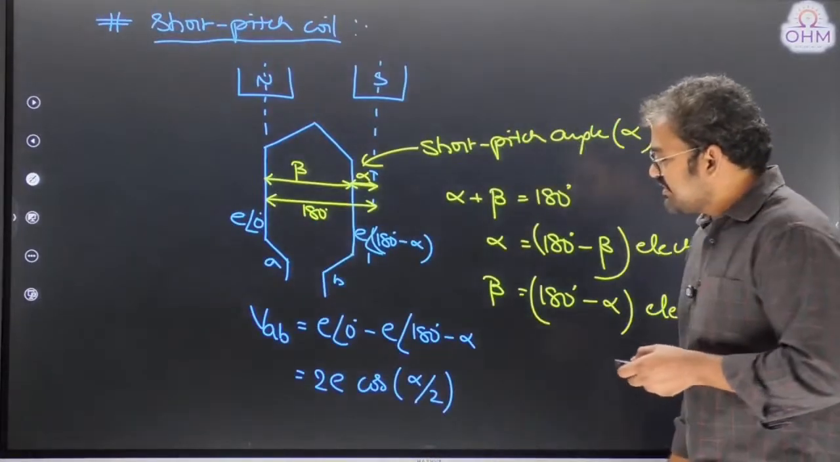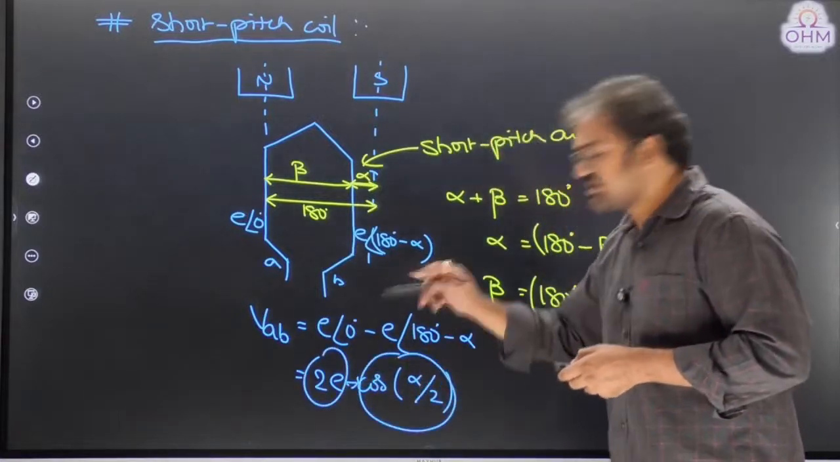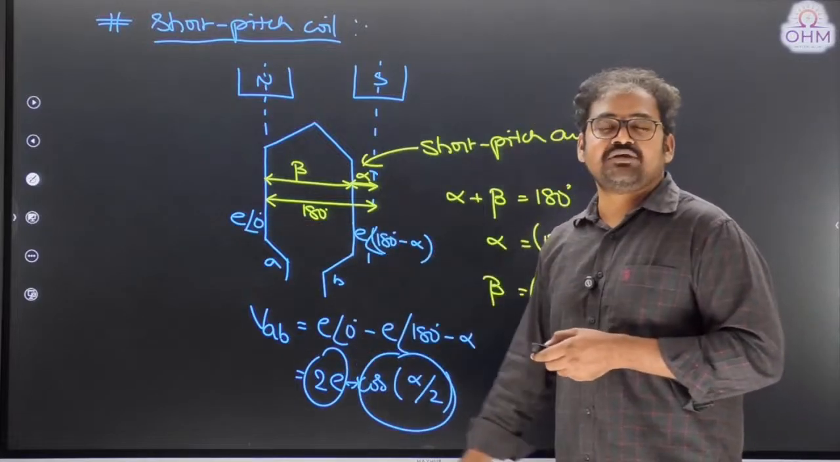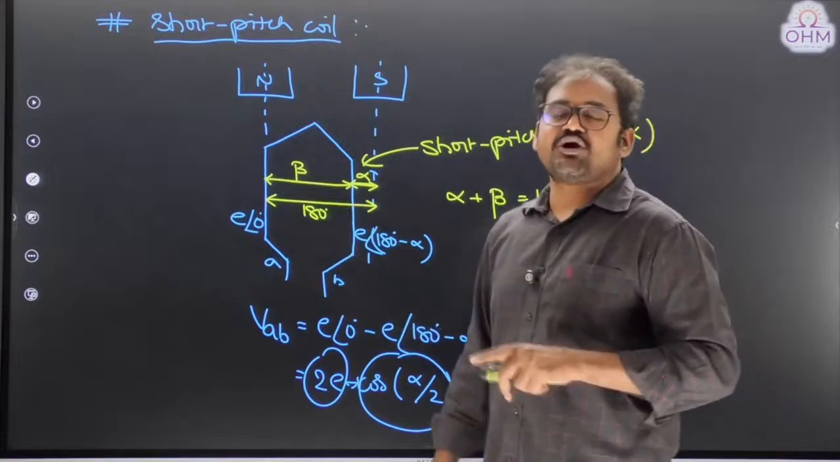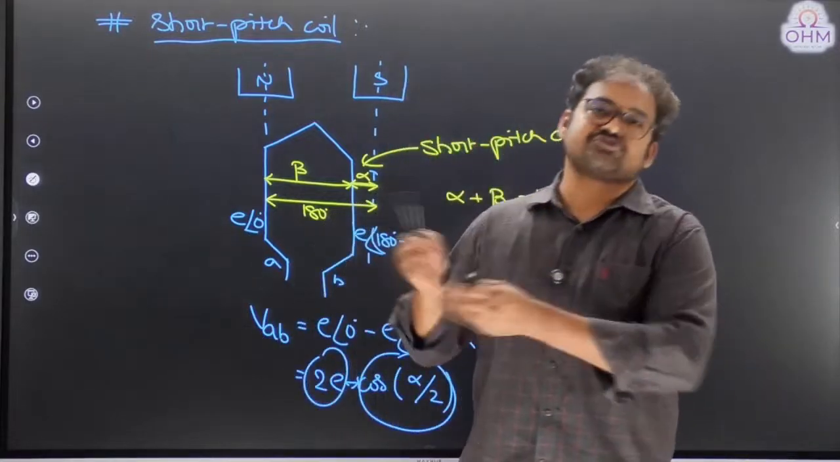But in a short pitch coil, it is not 2E. It is 2E multiplied by a factor, and this factor is less than 1. Suppose this is a 10 and this is a 10, the resultant answer will be 20 or less than 20. Therefore, when I use short pitch coils, the output voltage will be less compared to full pitch coils.